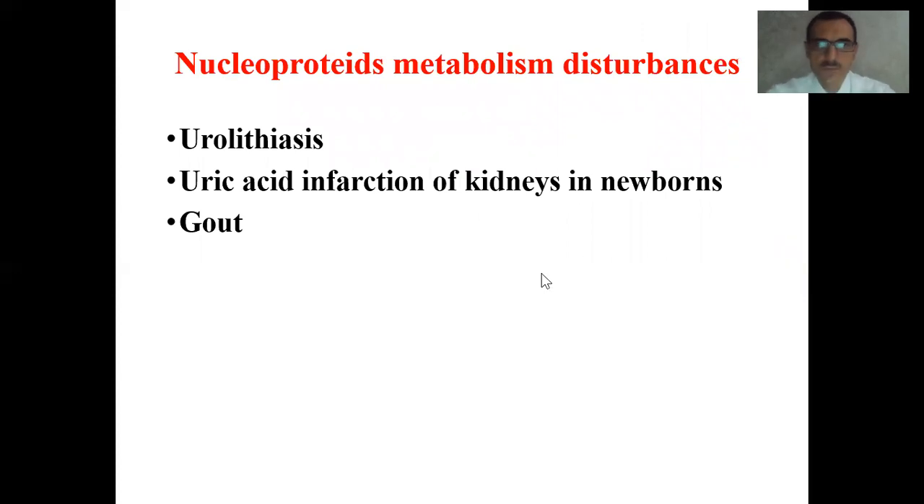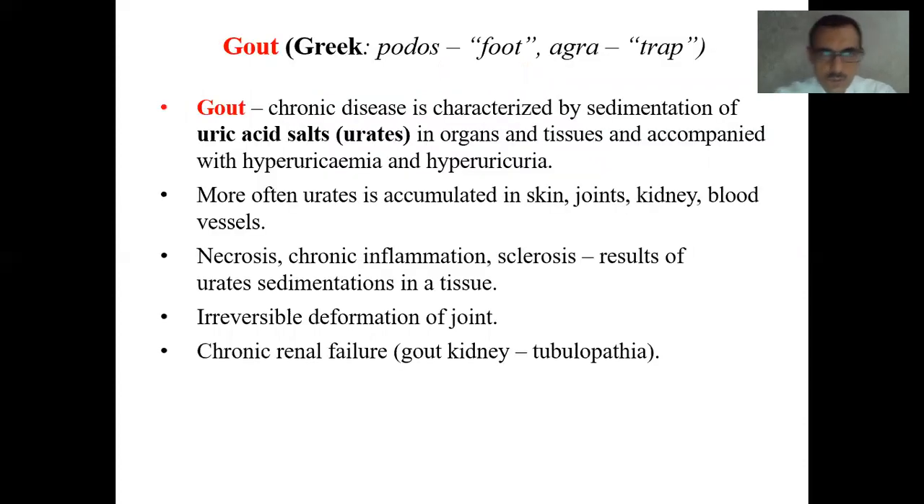Now let me discuss the nucleoprotein metabolism disturbances. First, urolithiasis, then uric acid infarction of kidneys in newborns, and gout. Gout, from the Greek podagra, podos meaning foot, agra meaning trap. This is a chronic disease characterized by sedimentation of uric acid salts, or urate, in organs and tissues, and accompanied with hyperuricemia and hyperuricuria. Most often, urate is accumulated in skin, joints, kidneys, blood vessels.